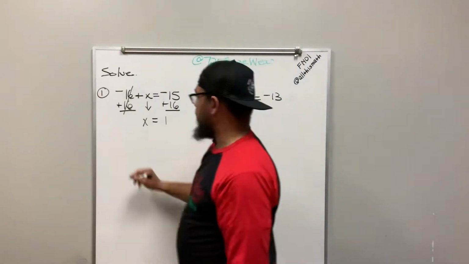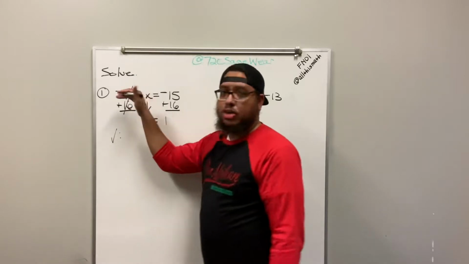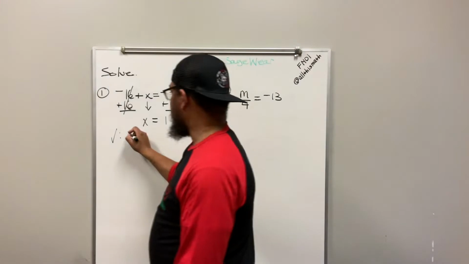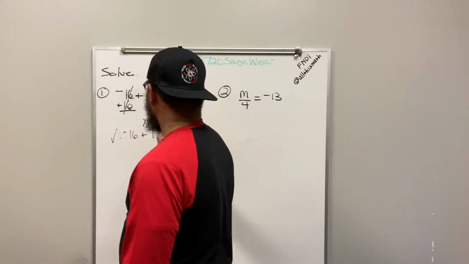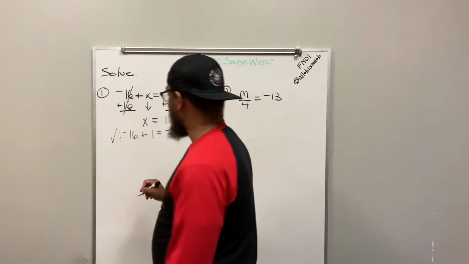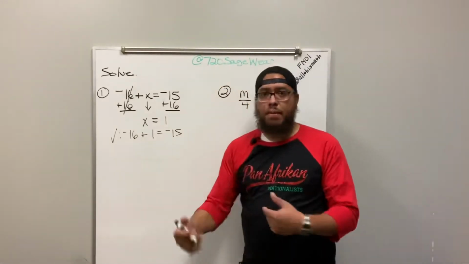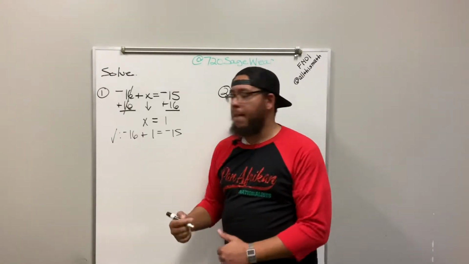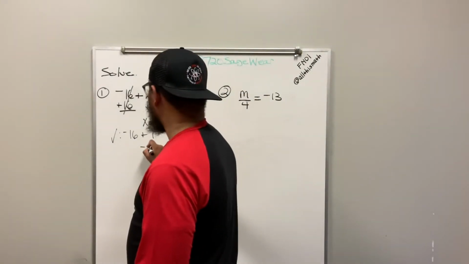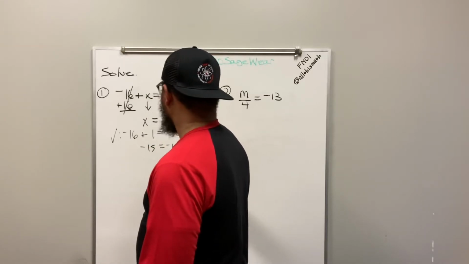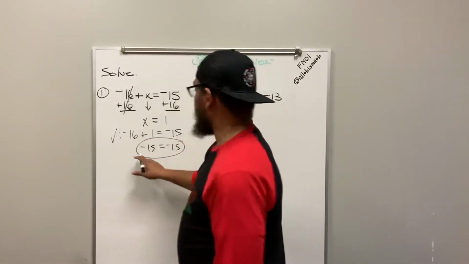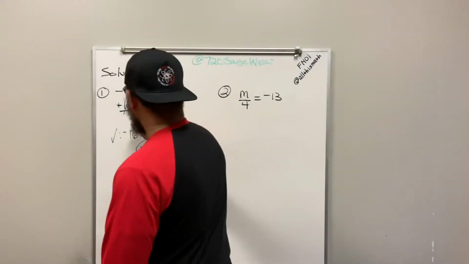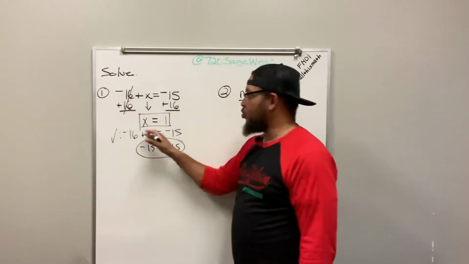Now, let's check our work, though. Go back to the original equation and substitute this answer you got in for x. So we got negative 16 plus 1 equals negative 15. All right. Now, again, back to the number line. If we start at negative 16 and we add 1, that means we're moving one space to the right. One space to the right, we end up with negative 15. Negative 15 equals negative 15. That's what we end up with, right? So that's proof that x equals 1. That means that this is a true statement.